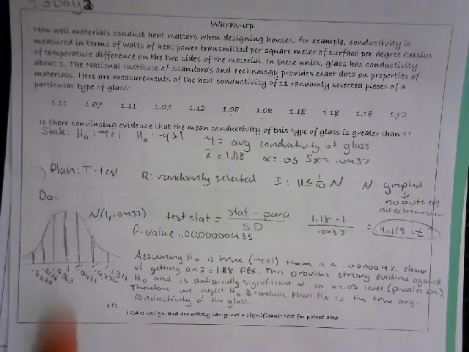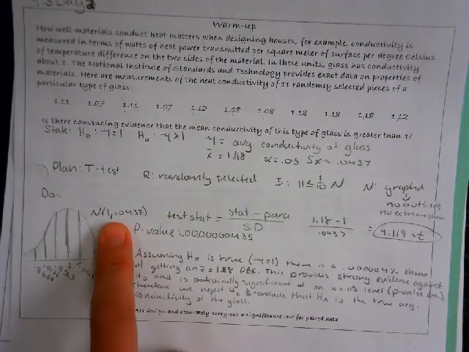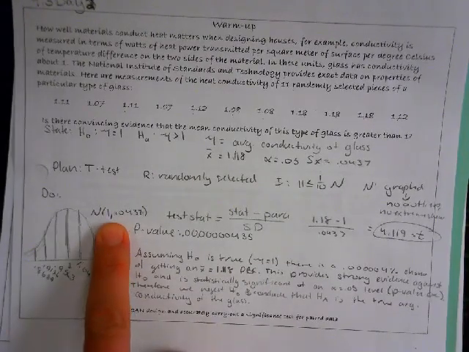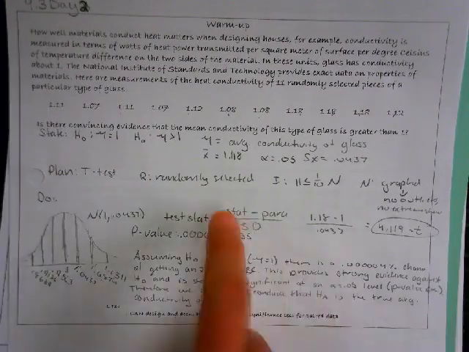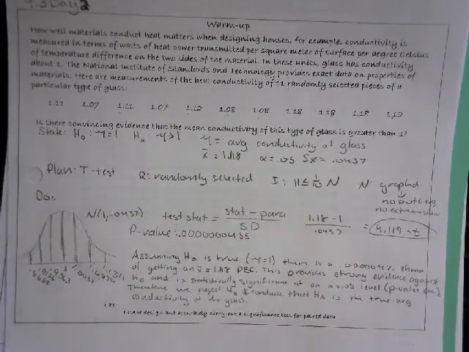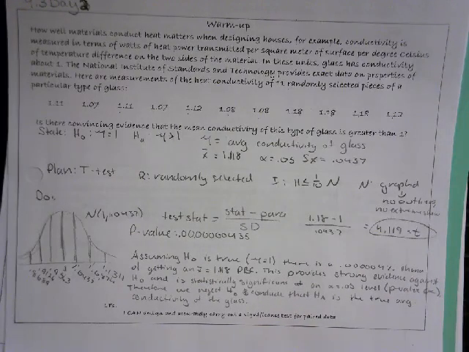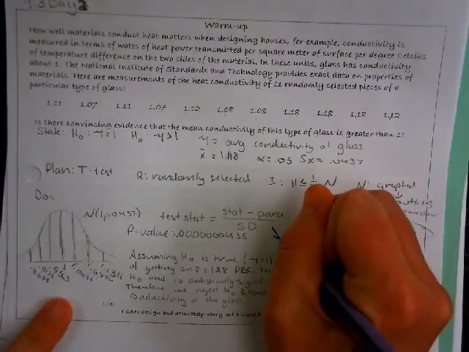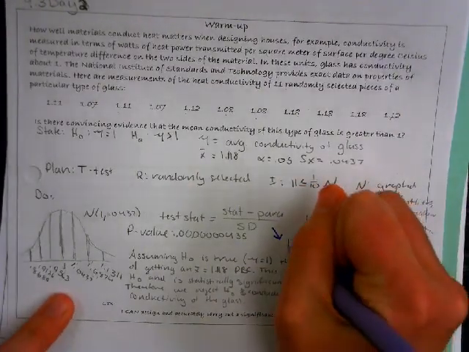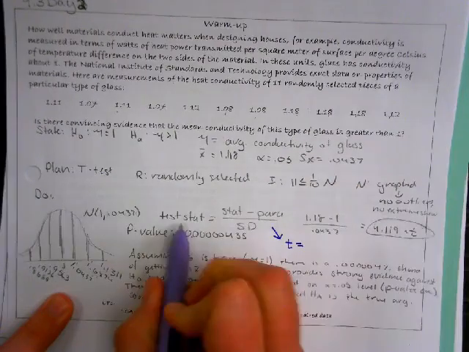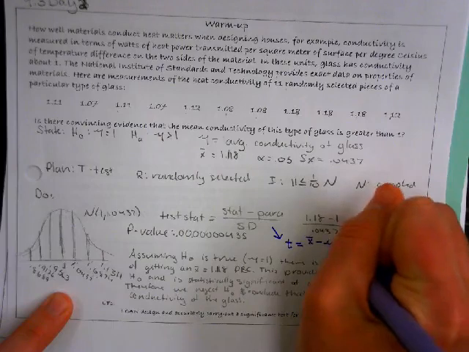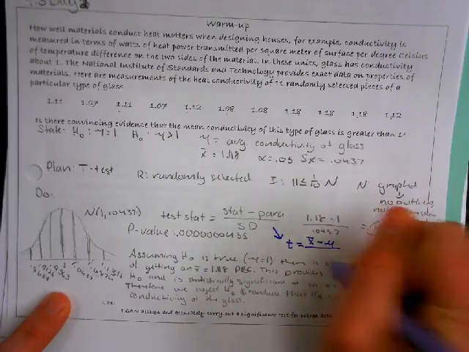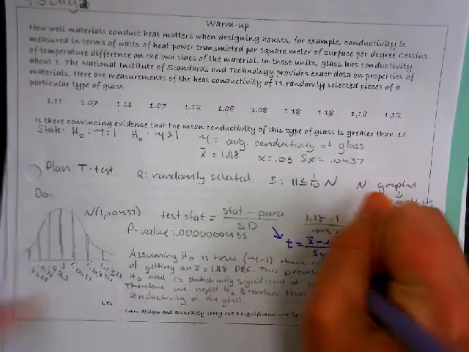Then the do: she drew the normal curve. The center is 1 because we're assuming the null is true. And then she did give the general formula. The only thing I would ask is that you also give the specific one, where our test statistic is t, our statistic is x bar, the parameter is mu, and then we're dividing by the standard deviation.